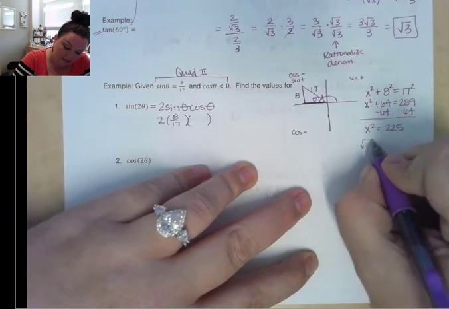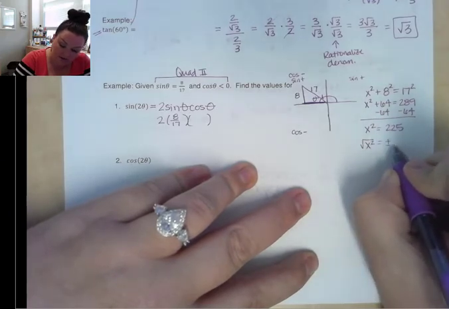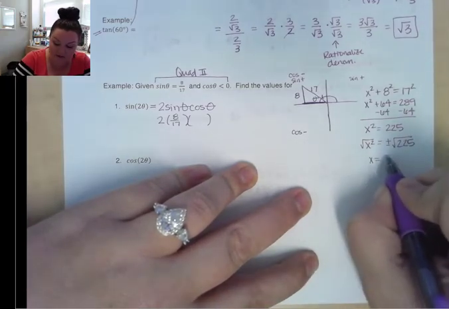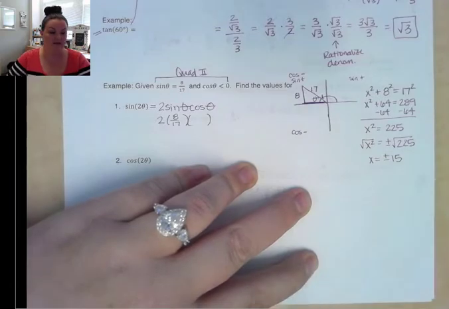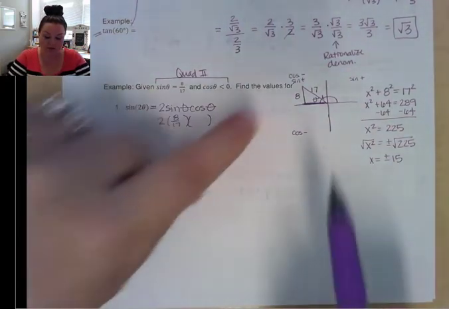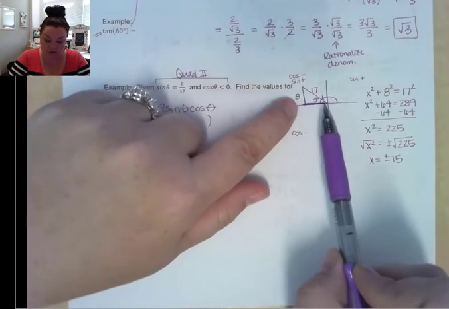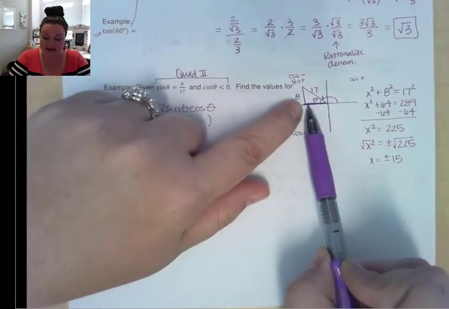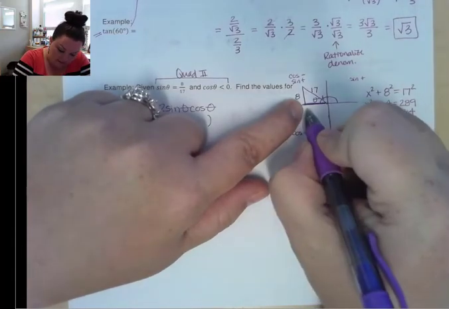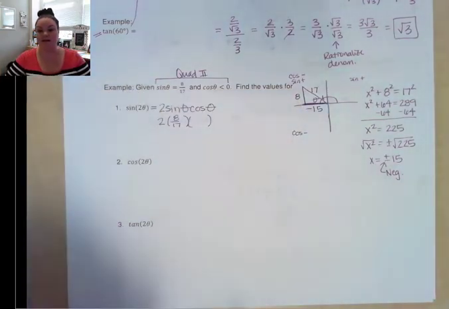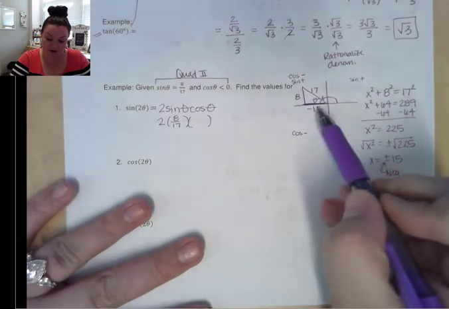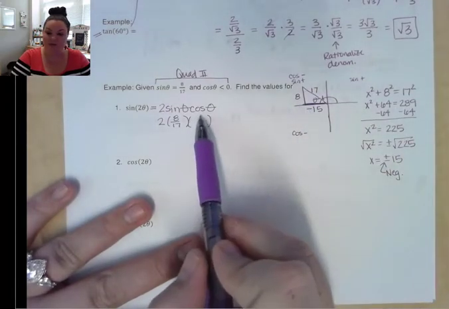To get rid of the square, I have to take the square root. When I take the square root of x squared, remember I have to do plus or minus the square root of 225. So x is either going to be a positive or a negative 15, right? Again, let's think about what quadrant we're in. We're up here in quadrant 2, and notice our x values are going to be negative. So we're going to take the negative. Negative 15 is going to be that length.